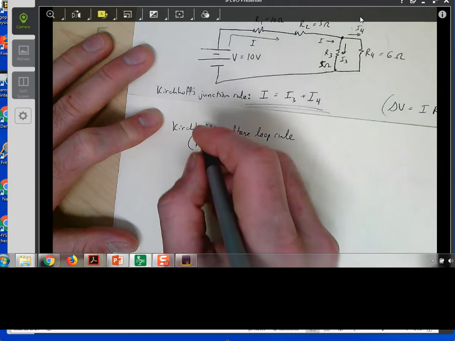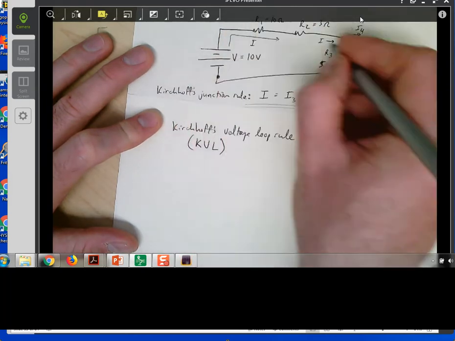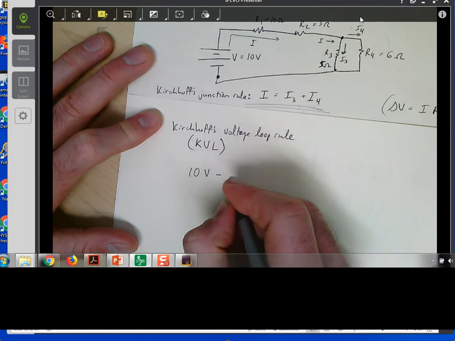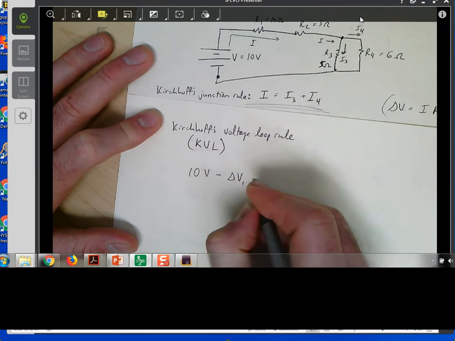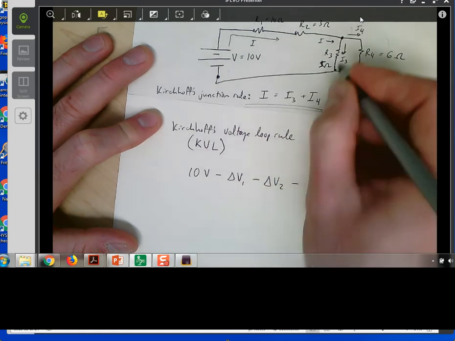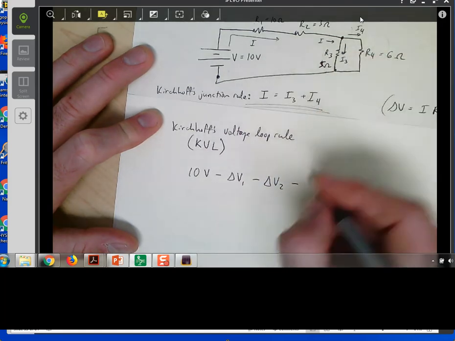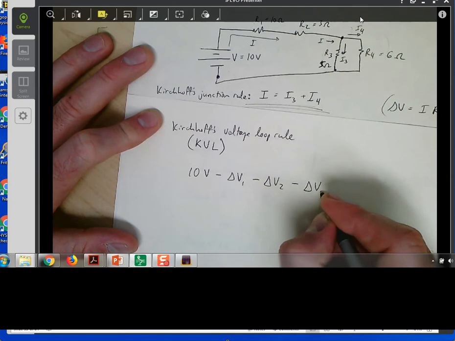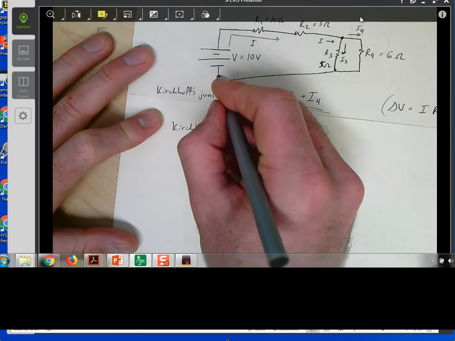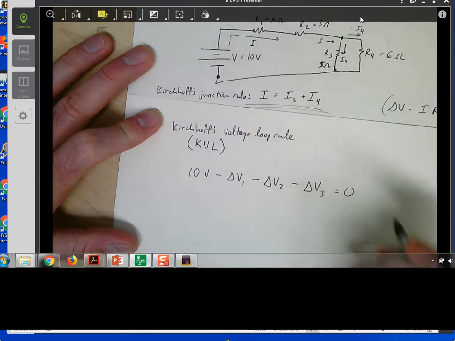So for example, if I started right here and I go in a clockwise fashion, I can say that I have 10 volts minus the voltage drop across R1, minus the voltage drop across R2, and then since we're going in the same direction as this resistor here, that will be minus the voltage drop across R3. When we go over here, we get back to this dot where I started. That should be equal to 0.